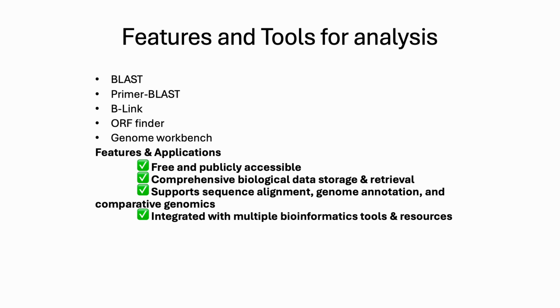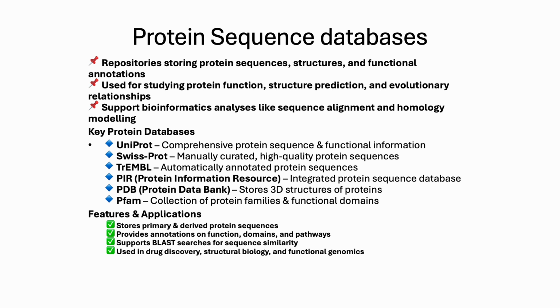Now that we have seen one primary nucleotide database, let's see a protein sequence database in the coming slide. A protein sequence database usually stores protein sequences, structures, and functional annotations. This is used for studying protein function, structure prediction, and evolutionary relationships. They also support bioinformatics analysis like sequence alignment and homology modeling. A few key protein databases are UniProt, where protein sequence is the primary data and which also has functional information about the sequence.